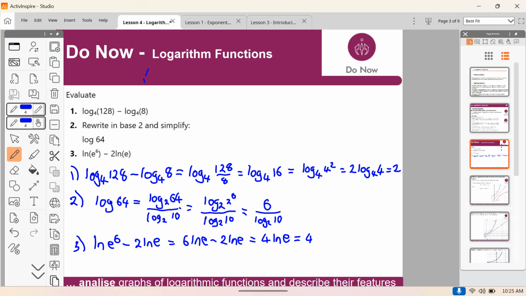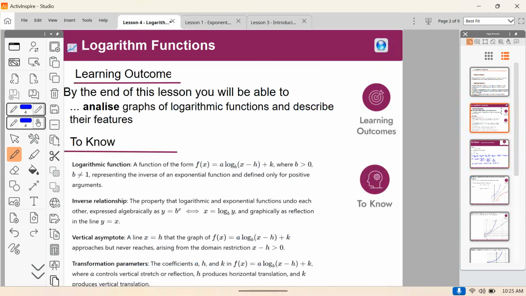Let's just look at the goals for today on our to-know list. A logarithmic function is a function of the form shown here, where it inherits the properties from the exponential function, and the base b has to be positive, and the base b cannot equal 1. Now, this represents the inverse of an exponential function and is defined for all positive arguments. That's what that's saying there. Defined for positive arguments means this argument here has to be positive. x minus h has to be positive.